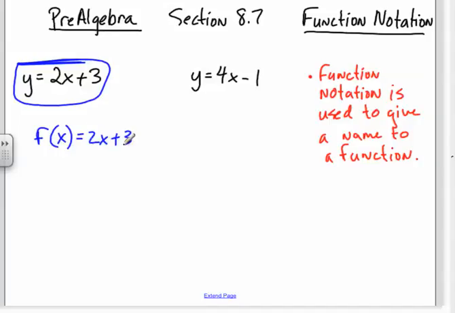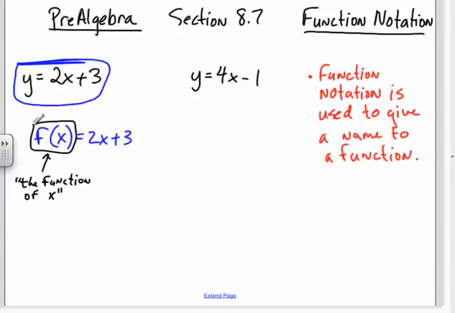Now let me explain something to you. This part right here, it doesn't mean f times x. This part right here means the function of x, means what x does. So this means the function of x is equal to 2x plus 3. So f of x is the name of this function, the name of this equation.